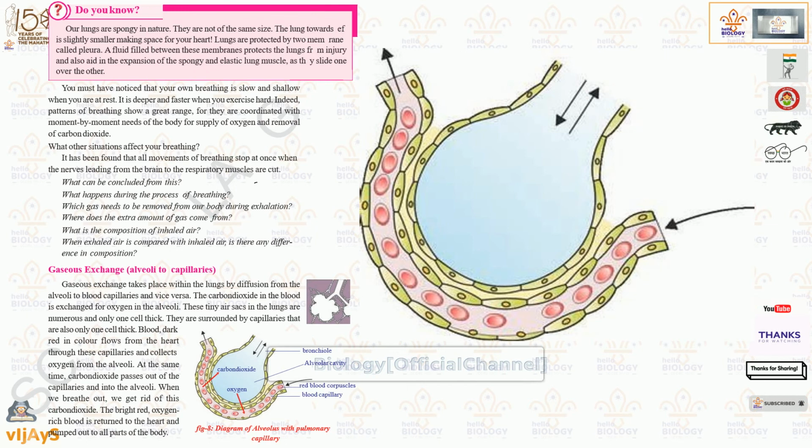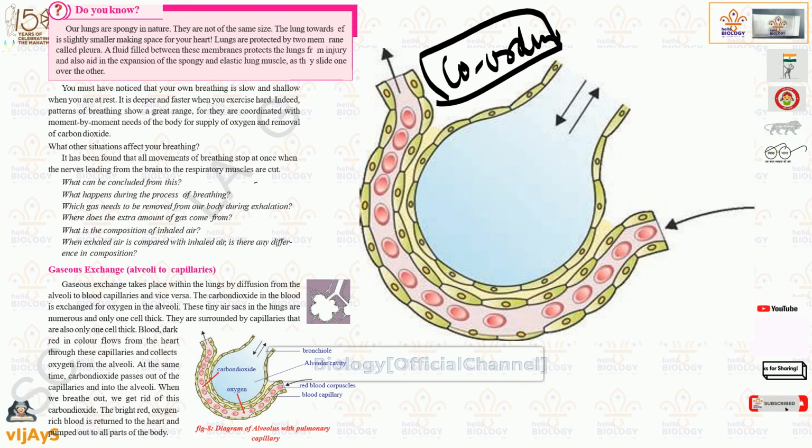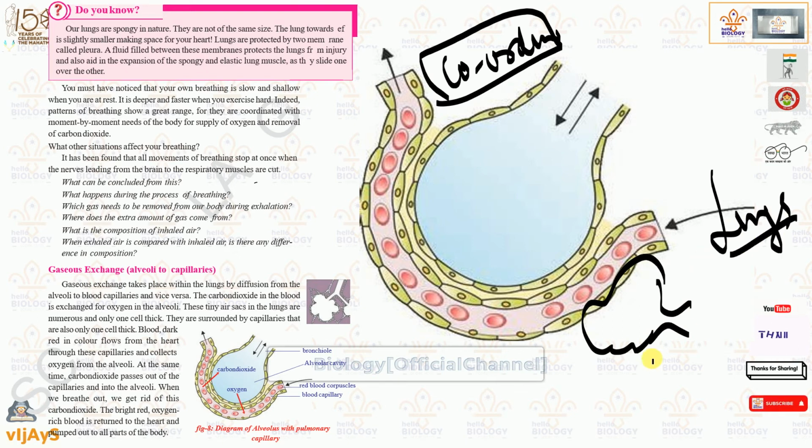First question, what can be concluded from this? Here no coordination will be there. Coordination will be lost. What conclusion can we make here? Here, the brain is there and the lungs are there. So these are cut down and these are cut down. So what will happen? No movement. Definitely there will be no movement or coordination. That means the communication won't be there.